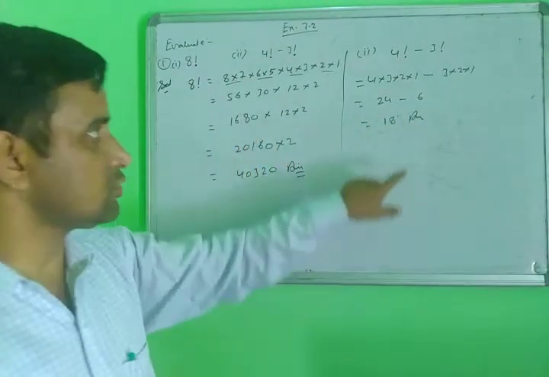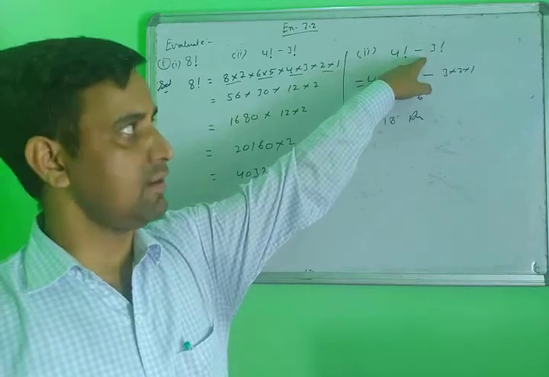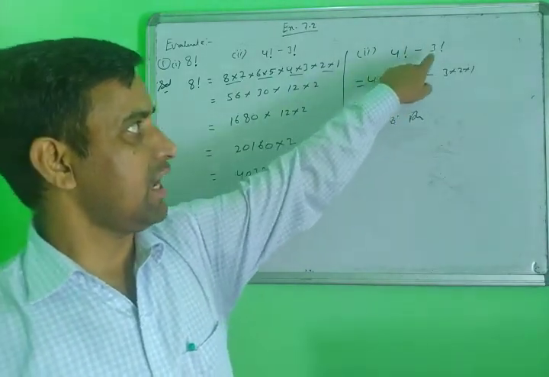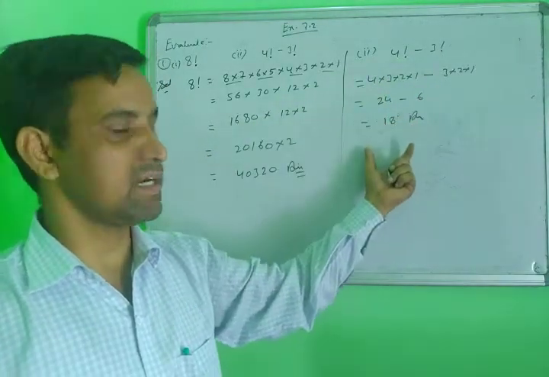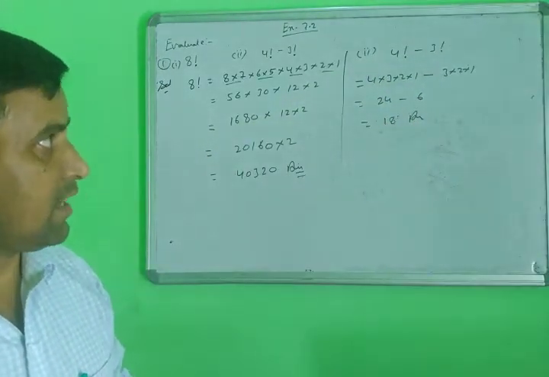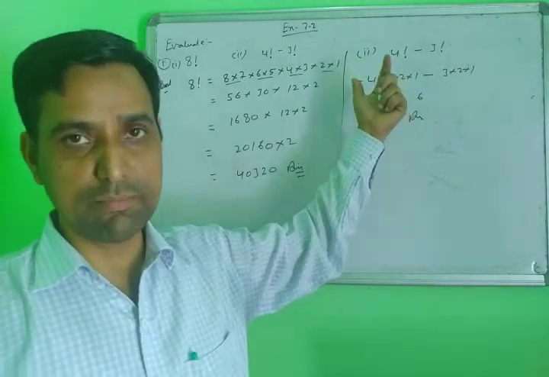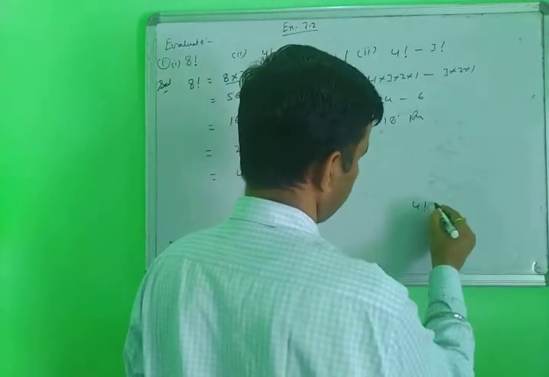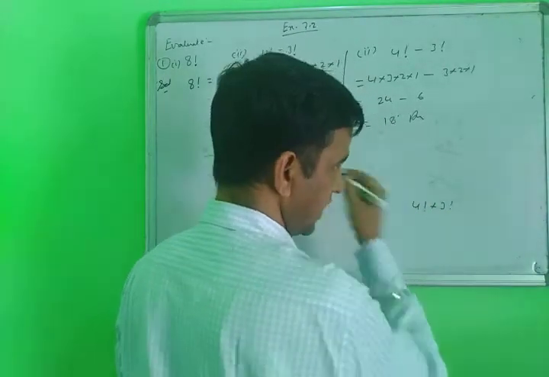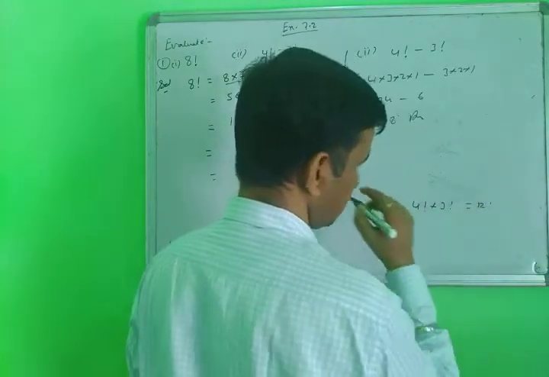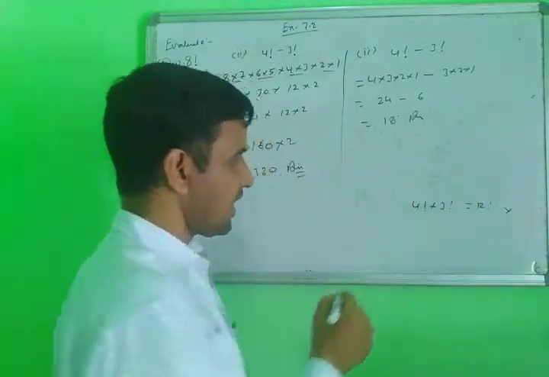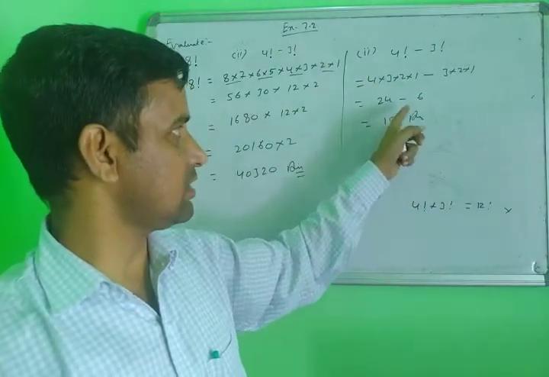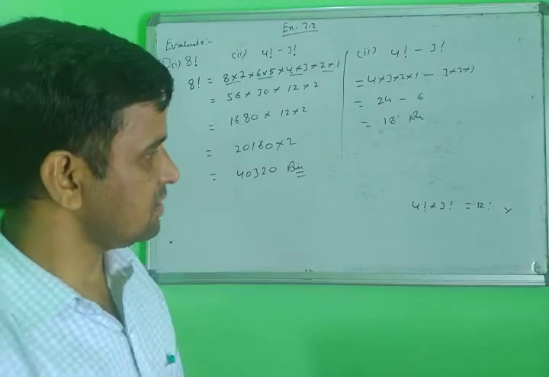Suppose you directly solve this: 4 minus 3 is 1, factorial 1 is 1, but the answer is not 1, the answer is 18. First you expand this part, and then expand this part, then you subtract, and then you get the correct answer. Same condition in addition, same in multiplication, and same in division. Suppose you have factorial 4 into factorial 3; then you don't directly multiply 4 times 3 is 12, factorial 12. This is the wrong answer. First you multiply 4 into 3 into 2 into 1, which is 24, and then multiply by 6, 24 times 6, then you get the answer. In this way you multiply.